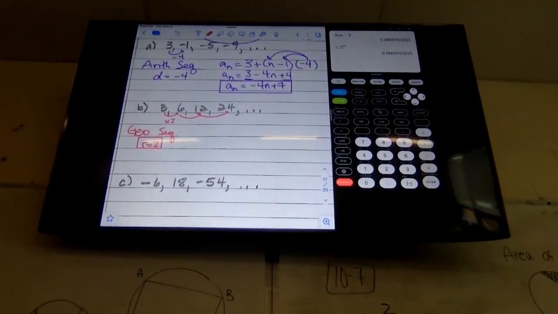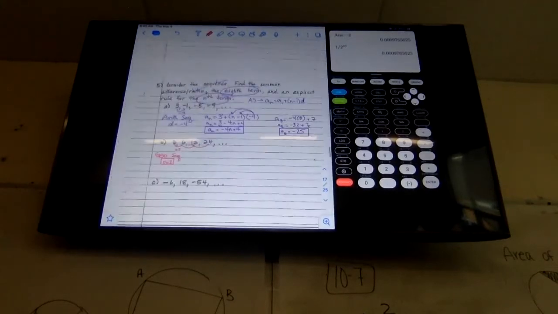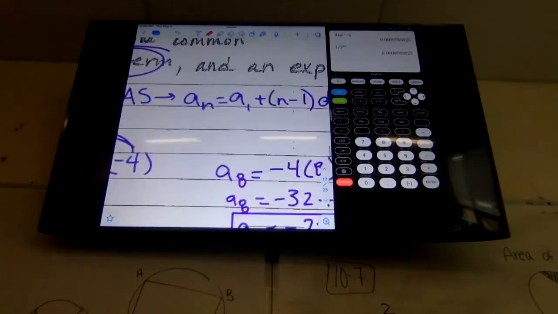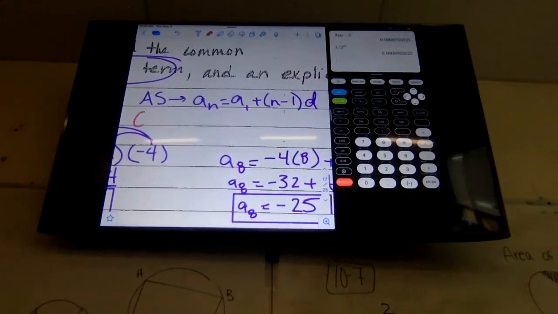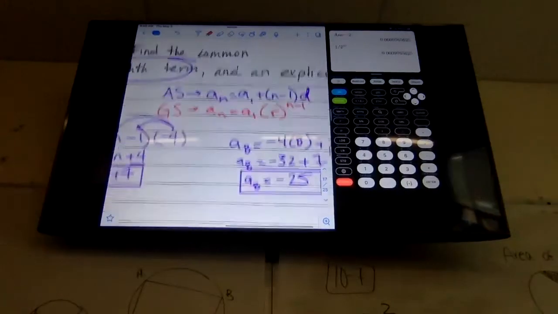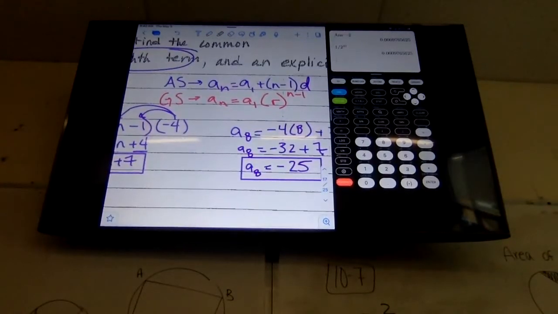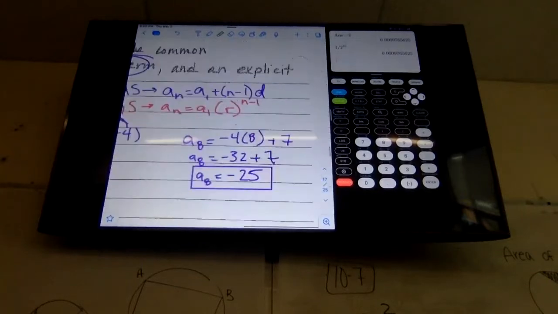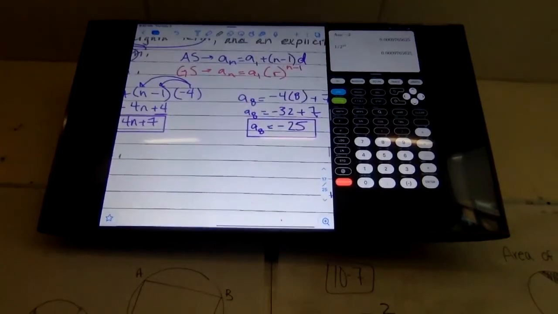All right, now let's go find my explicit formula. Let me write it at the top too, so I have a little cheat sheet. Geometric sequence: a sub n equals a sub 1 times r raised to the n minus 1. These are things I will expect you to know, so I will not give you these formulas.